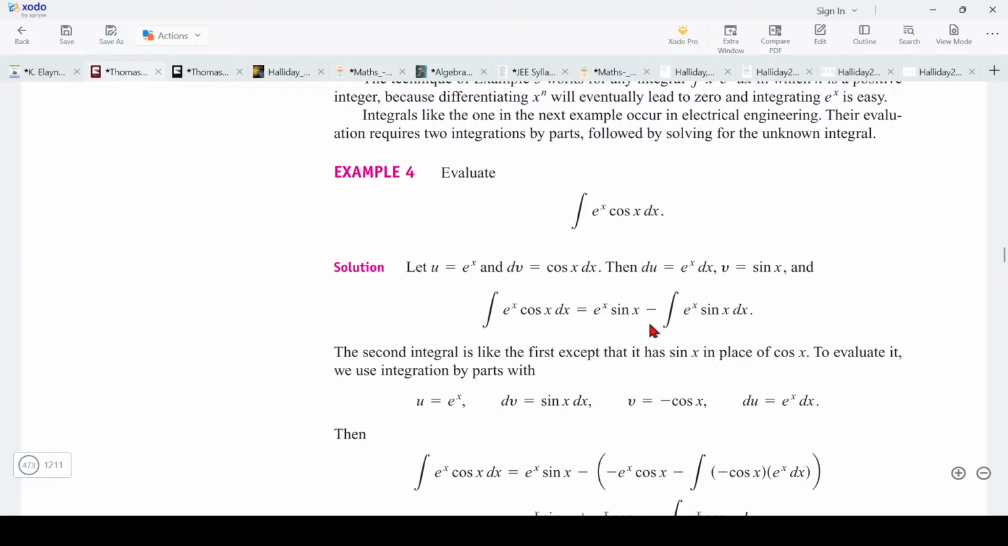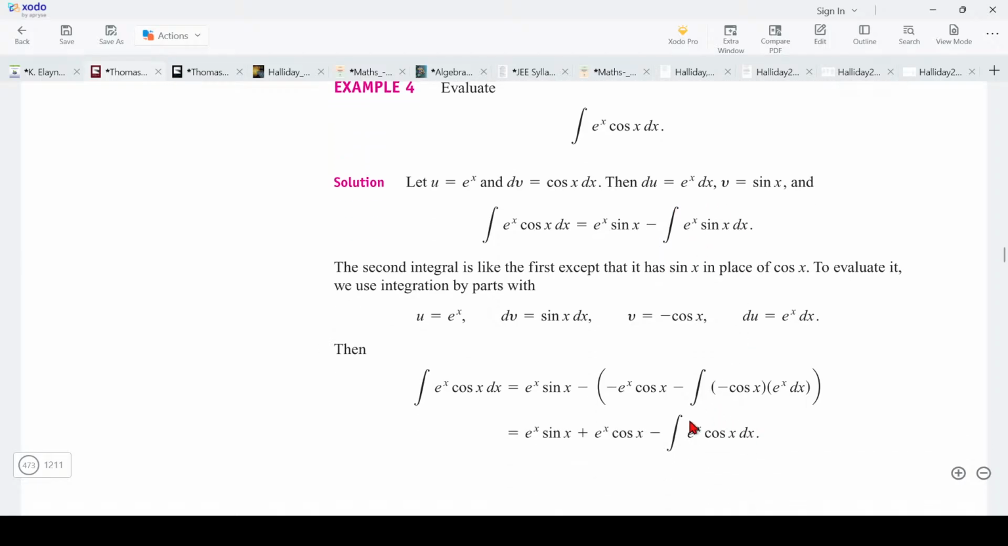Now, if you evaluate this again you are getting e power x cos x. So this and this we will take it together. We will send it. So original one, this one e power x minus integral of e power x sin x, right? Now integral of e power x sin x, that we are replacing with this. Understood?